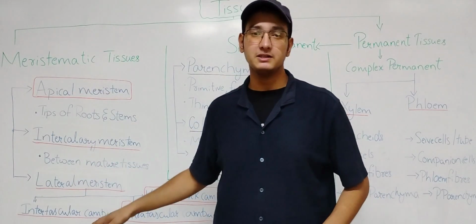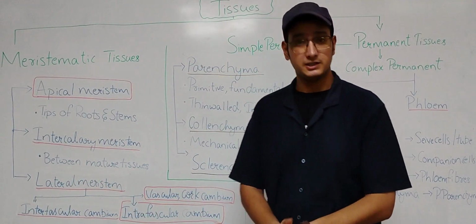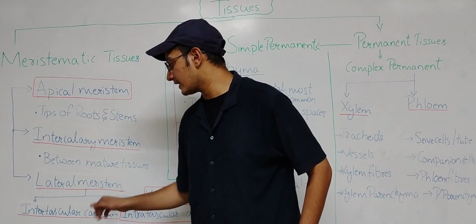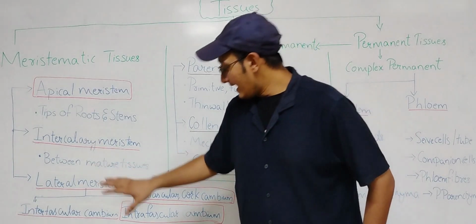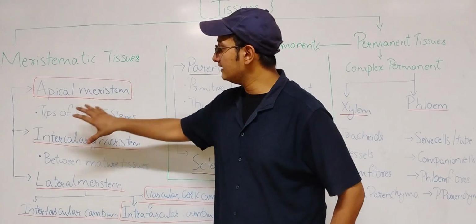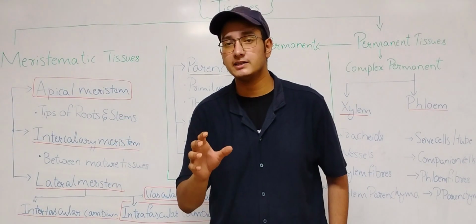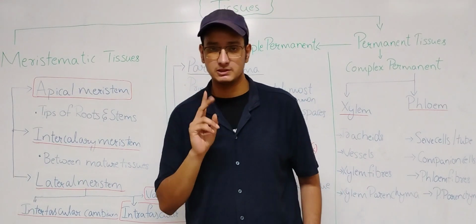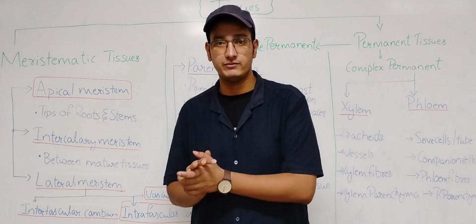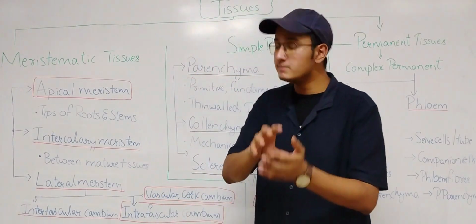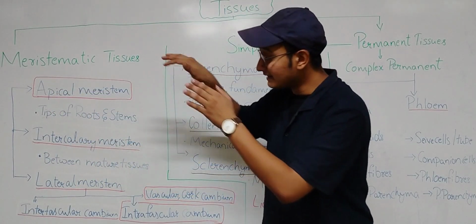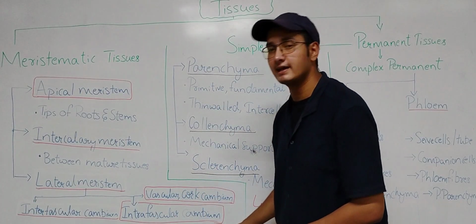Coming to the third one, lateral meristem. It has many kinds of tissues in it: intrafascicular cambium, vascular cambium, cork cambium and interfascicular cambium. Except intrafascicular cambium, all of them are related to secondary growth. And apical meristem and intercalary meristem are related to primary growth. Here I have mentioned two terms, primary growth and secondary growth. The growth which happens during the initial phase of life is known as primary growth. That primary growth we can see with the help of apical meristem and intercalary meristem, and in lateral meristem only with the intrafascicular cambium.